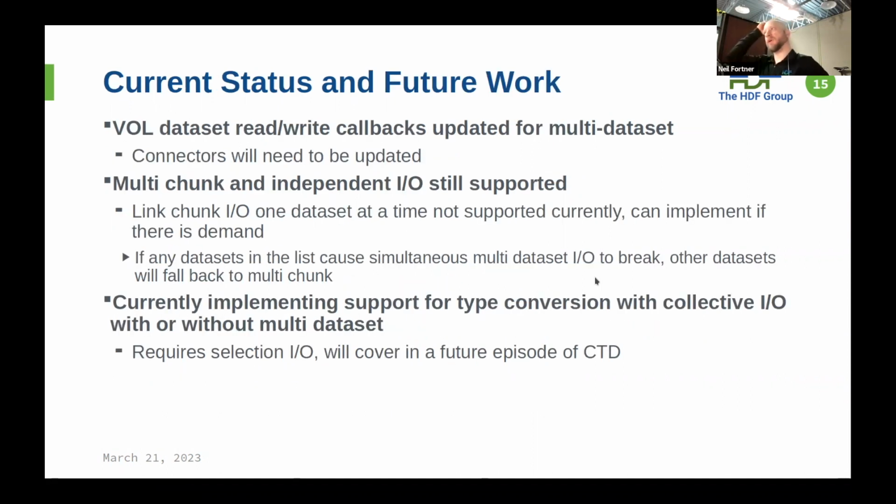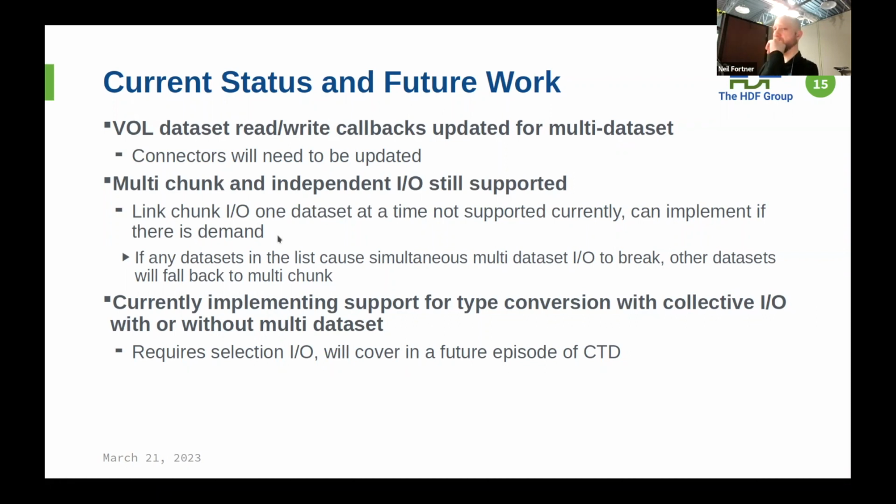So, current status and future work. All the VOLs have been updated in 1.14.0 to add the read multi and write multi. So if you have a VOL connector and you haven't updated it for 1.14.0, you'll need to update it for those. We still support the multi-chunk and the independent IO pathways we talked about before, but the link chunk has now basically been superseded by multi-dataset. So if you are doing a multi-dataset IO, it's either going to be independent, multi-chunk, or multi-dataset.